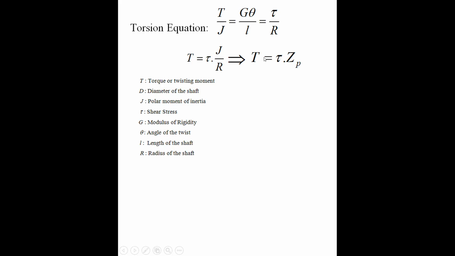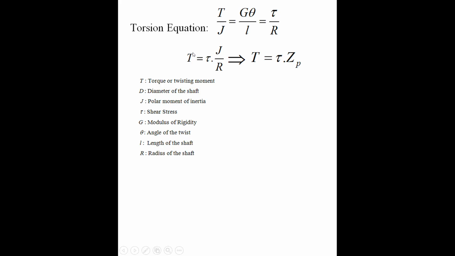This formula is very important, and that is known as the torsional formula. It is given by the torsion equation, T/J = Gθ/L = τ/R. T is the torque, J is the polar moment of inertia, G is the modulus of rigidity, θ is the angle of twist, L is the length of the shaft, τ is the shear stress, and R is the radius of the shaft.